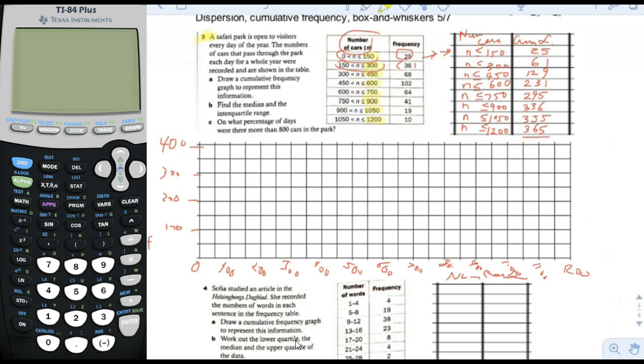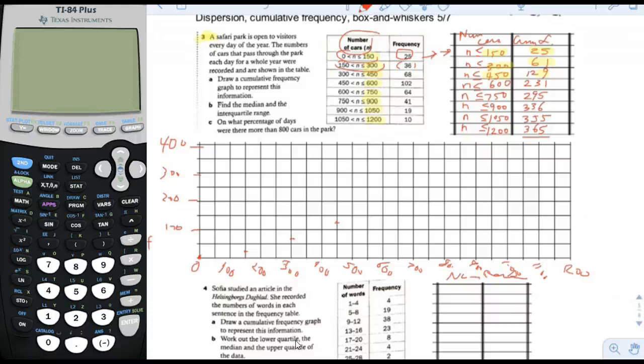Okay, and now I'm going to start plotting the points. The way I plot the points is I'm going to plot 150, 25; 300, 61; 450, 129. And the first point I'm going to plot is 0, 0. Next point is 150, 25. That would be about here, right? Then I would do 300, 61. 300, comma, 61 would be about there. 450, 129. So 450 would be about here. 129 would be about there.